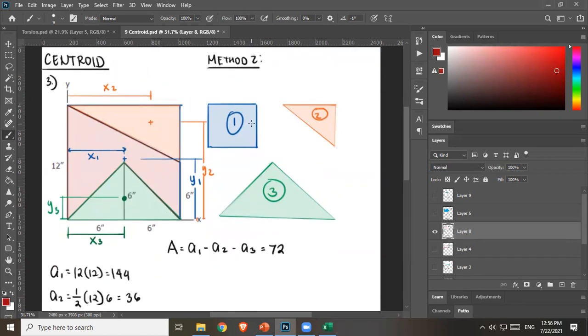So let's start with 1. That's just a square or rectangle, so base times height. Base is 12, height is also 12. So 12 times 12, 144.